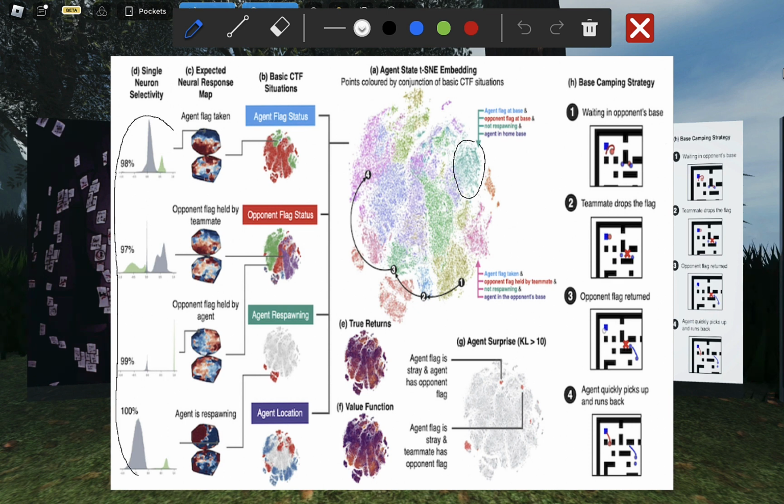Over here, you can see that they found single neurons whose activation correlates well with these different observables about the world: the flag status of your team and the opponent's team, whether or not you're respawning. I don't know what agent location means exactly. I guess it's whether you're in the home base or the opponent's base. So there are single neurons which you can look at to basically read off what's happening in the world. Obviously the agent knows about these high-level observables about the world. Keep in mind that the agent just sees pixels, right? It's trained on just a bunch of numbers in a row, and it has to discover these high-level observables from that data.